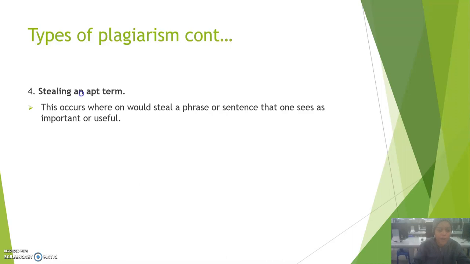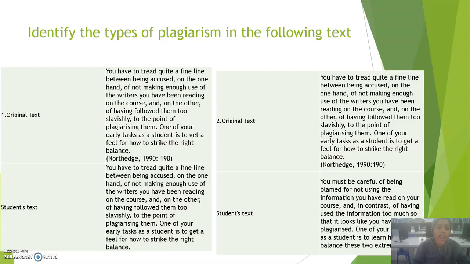We have 4 of them, and then we're going to identify the different types of plagiarism in the text. So here we have the original text and the student text. The original texts are all the same. As you can see with the original text, we have our reference here, our in-text. So this is the first sign that plagiarism does not occur. This is original. While here we don't have the in-text, so it shows already that this is plagiarism.